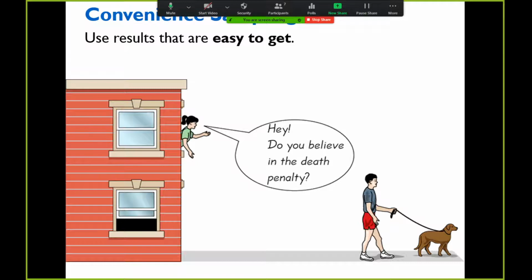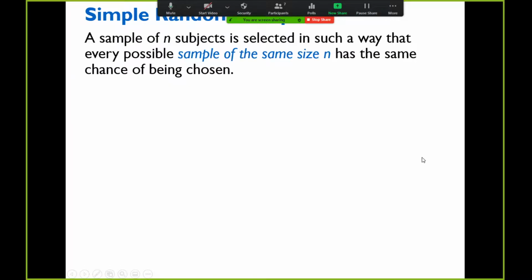The example I use in the classroom is, if I want to gauge whether students understand a topic, I might just ask the students near me whether they understand it. Or I might just say, hey, raise your hand if you understand it. That's easy for me to get. That's convenience. A better way to do it is I randomly select a student and ask them, do you understand the topic? So convenience is easy to get.